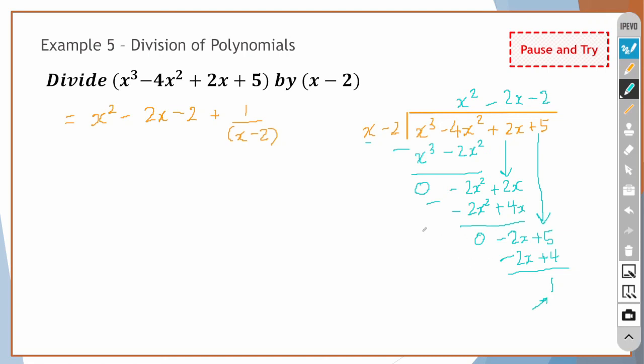So we can write that full final answer out. So the full final answer will look something like this. x squared minus 2x minus 2. And then we take our remainder of 1 and we say plus 1. And we divide the remainder of 1 by the original divisor. So this number here.